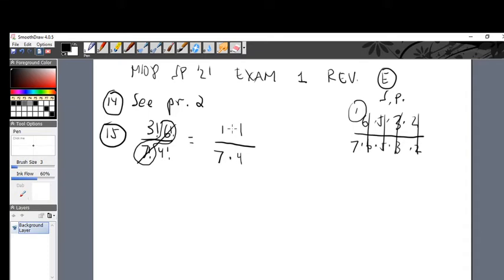What are they doing to each other? On top, they're multiplying each other in the numerator. They're multiplying each other in the denominator. So what's the bottom line, final answer? 1 over 28. 7 times 4 is 28. Problem over. That's it. 15 is done.